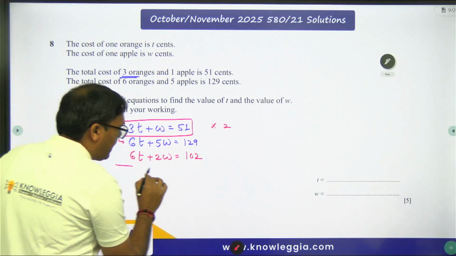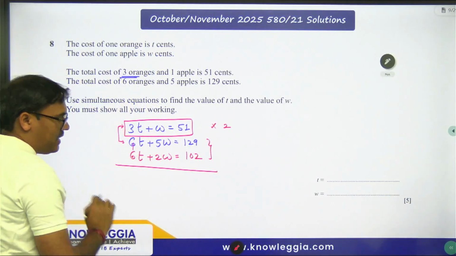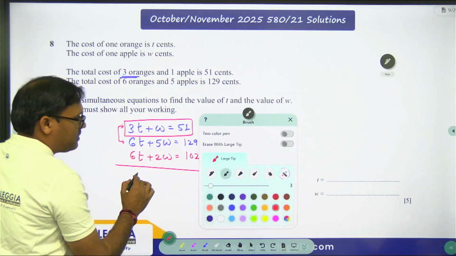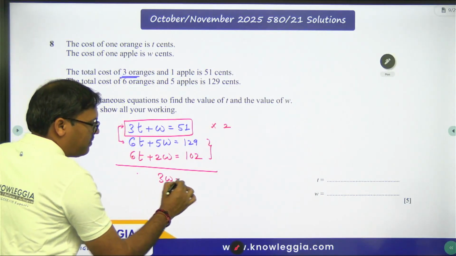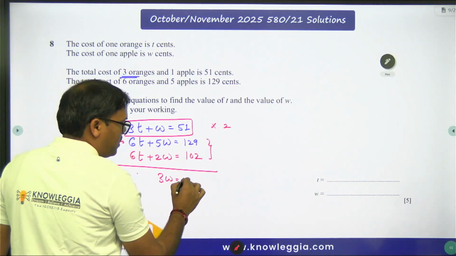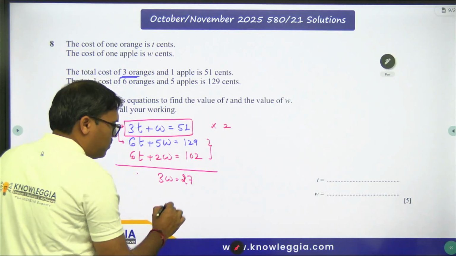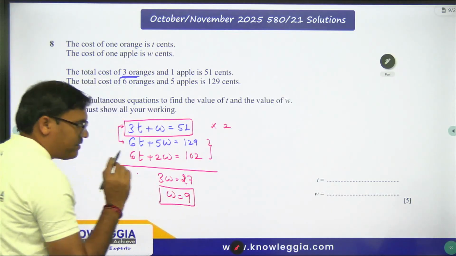Now, if I subtract these two equations, you can see the 6t will be cancelled. So what is this? This will become 3w is equal to 129 minus 102, which is 27. So what is w? w is equal to 9. This is the value of w.